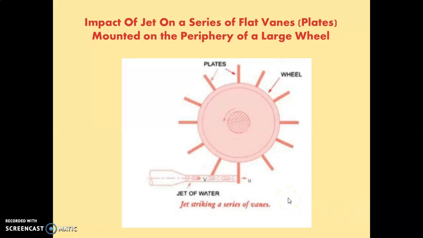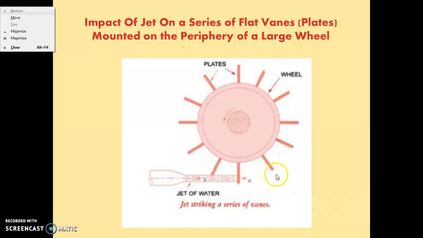Now if you go back to lecture number 6, we saw the impact of a jet on a moving flat vertical plate. In that case there was a single flat vertical plate on which the jet was striking. In this case, the jet will strike a series or a number of flat vertical plates which are mounted on the circumference of the wheel.